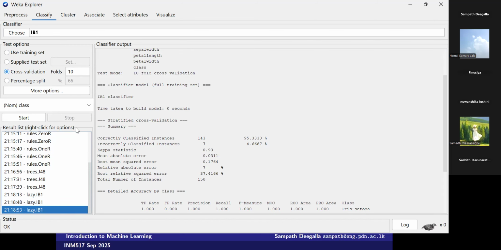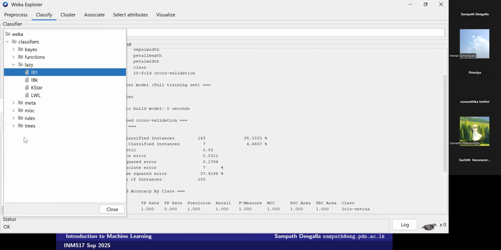So most of the time, if you have a small data set, you can evaluate using cross-validation. But if you have a huge data set, like millions of records, cross-validation might not be practical. Then you can go for percentage split. But never use the training data set.